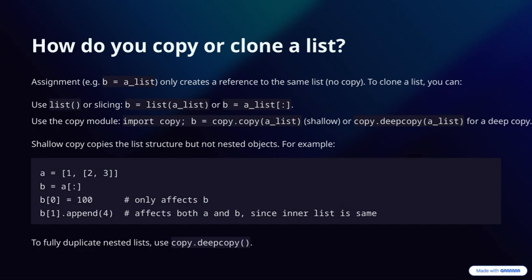So, if you want to duplicate everything, including nested lists, you need to use the copy module. You can import copy and then use copy.copy for a shallow copy or copy.deepcopy for a full deep copy. Alternatively, you can create a copy with list() or slicing, like b = list(a) or b = a[:], but these methods only do shallow copies. Lastly, keep in mind that simply assigning one list to another, like b = a, doesn't create a copy at all. It just makes b refer to the same list. To truly clone a list, you need to use one of these copying techniques.